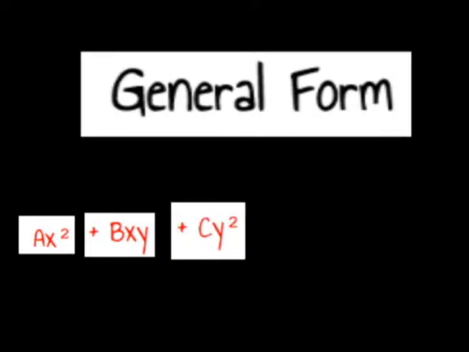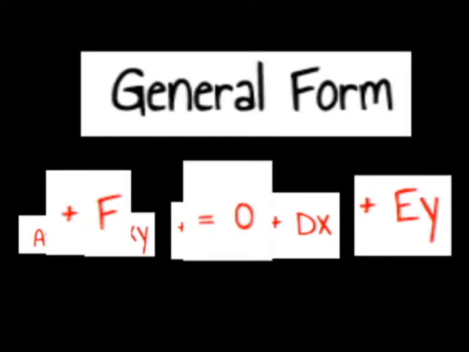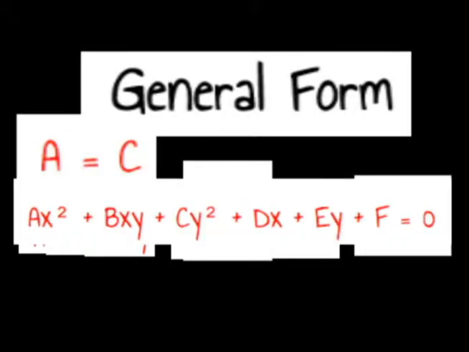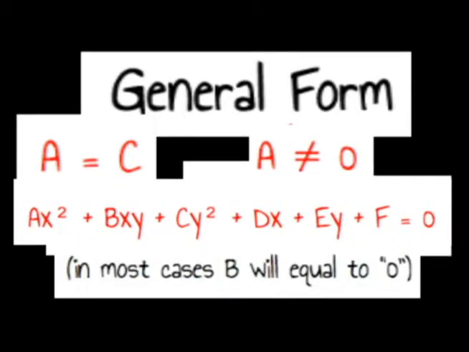General form: ax squared plus bxy plus cy squared plus dx plus ey plus f equals 0. This is the general form. In the general form of the circle, a will equal c and a cannot be 0. In most cases, b will be equal to 0, which means you can just cut bxy out.